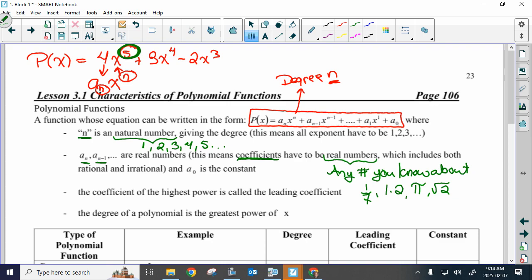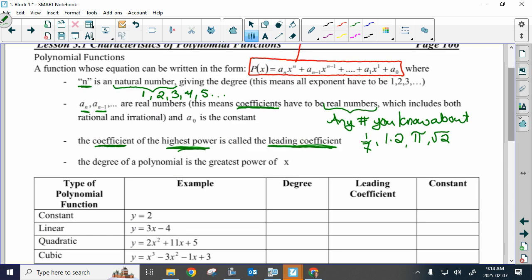The coefficient of the highest power is called the leading coefficient, okay? So the coefficient of the highest power, you look for the highest power. If it's degree 5, the number in front of that would be considered the leading coefficient. If your highest power is degree 3, the number in front of that would be your leading coefficient. And then again, the degree of the polynomial is the greatest power of x.